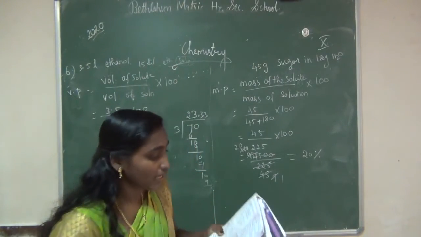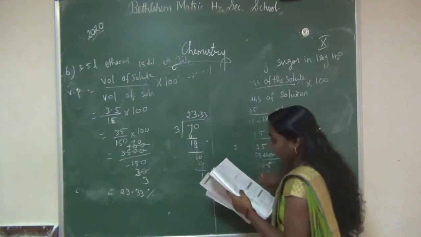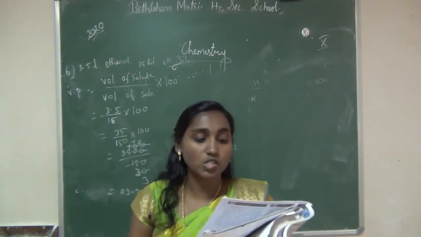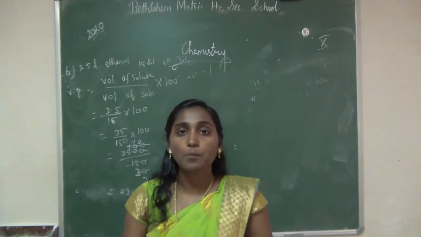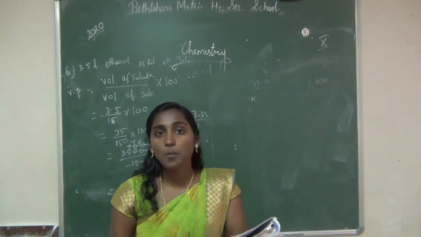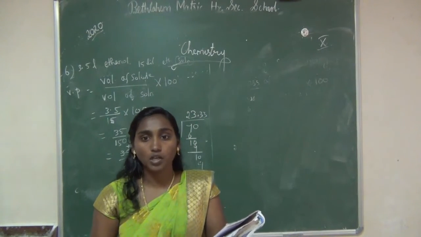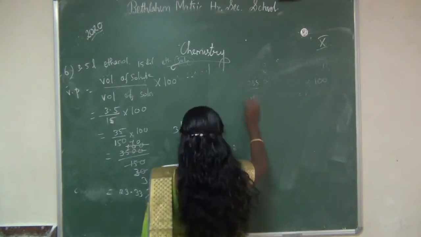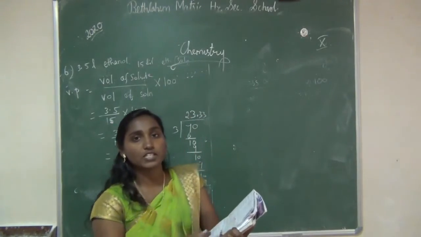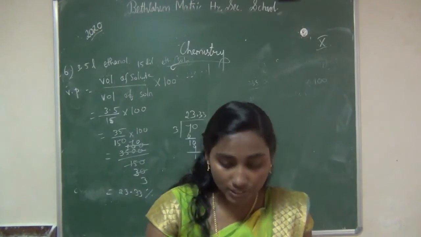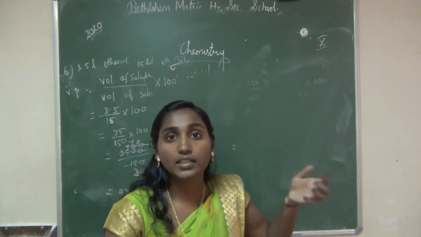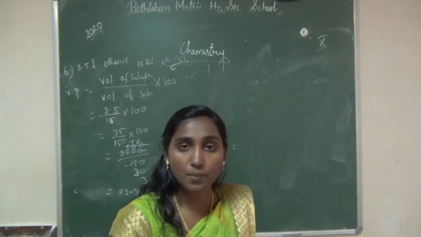Then the hard question, Roman letter 7. Read the question, all of you. Vinu dissolves 50 gram of sugar in 250 ml of hot water, and Sarah dissolves 50 gram of sugar in 250 ml of cold water. See the difference?